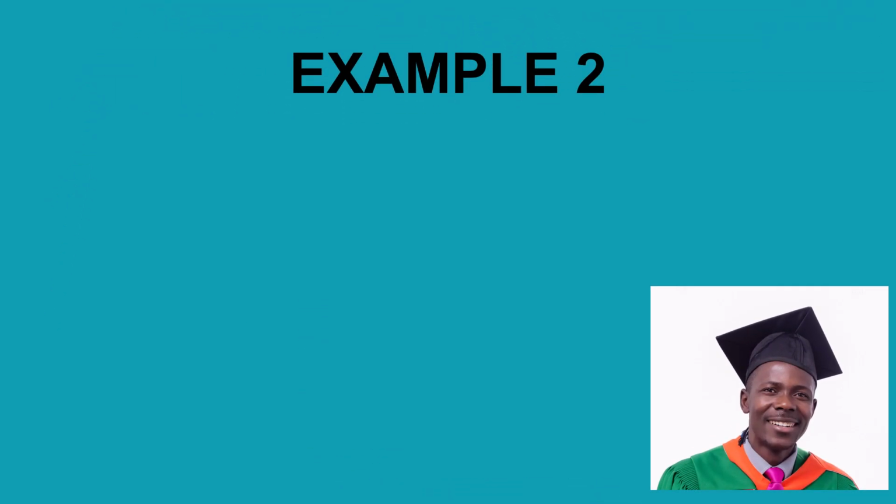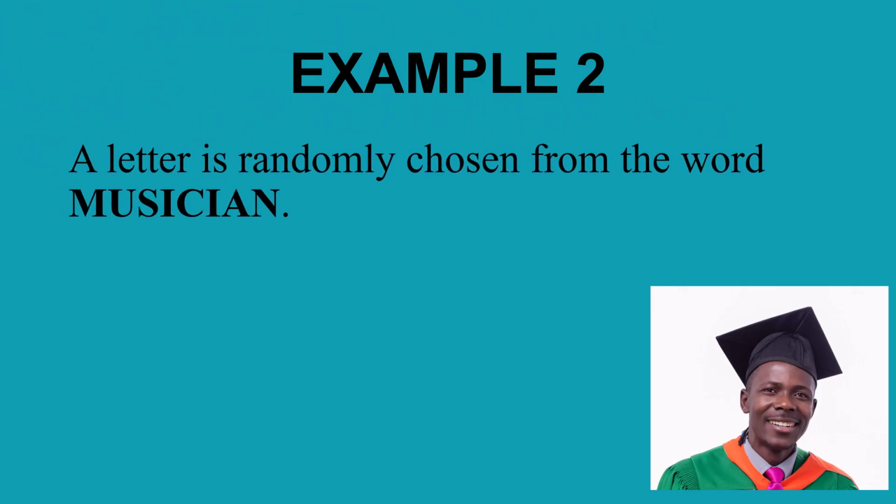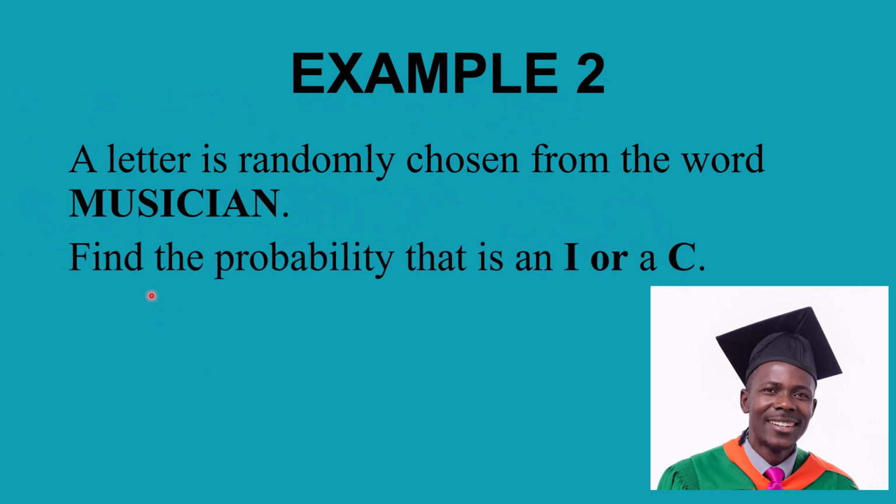Let's look at example number 2. In example 2, a letter is randomly chosen from the word musician. Find the probability that it is a U or an I. Find the probability of choosing a U or a letter I. Great. Let's proceed into the solution slide.